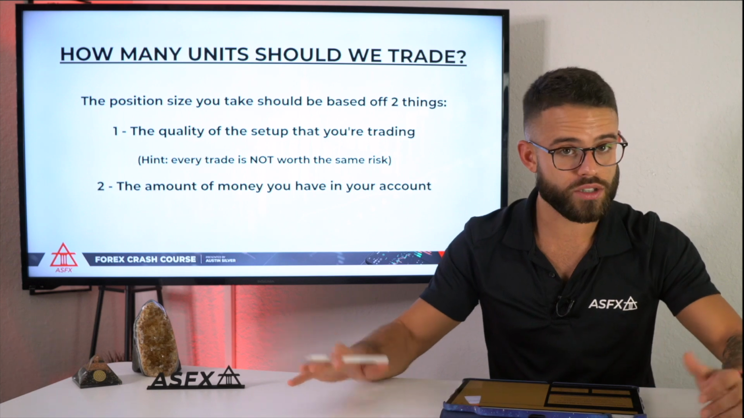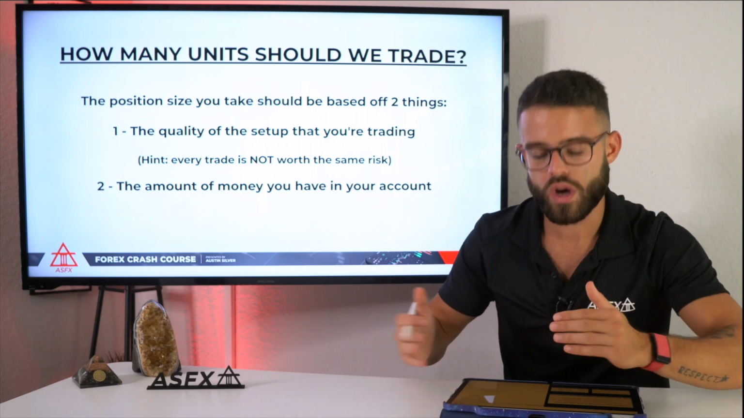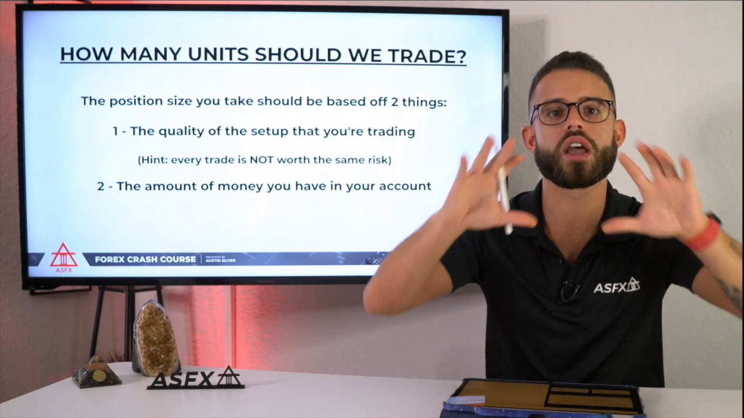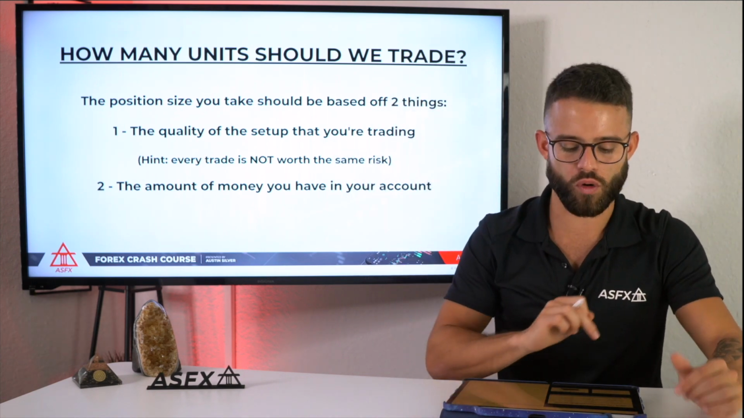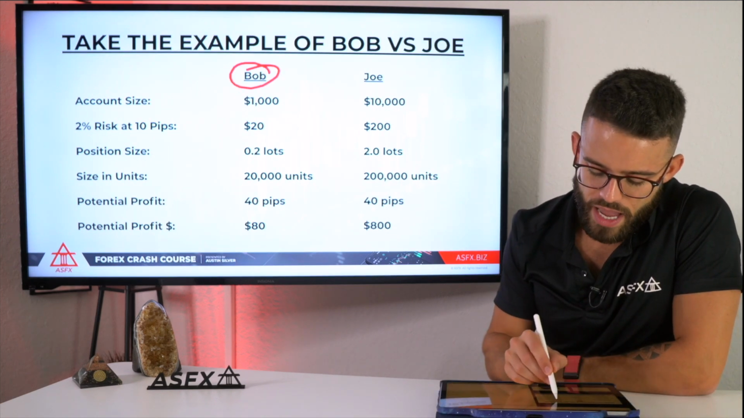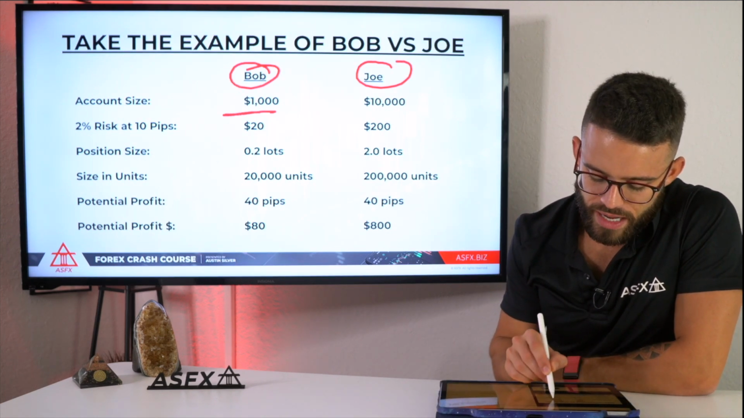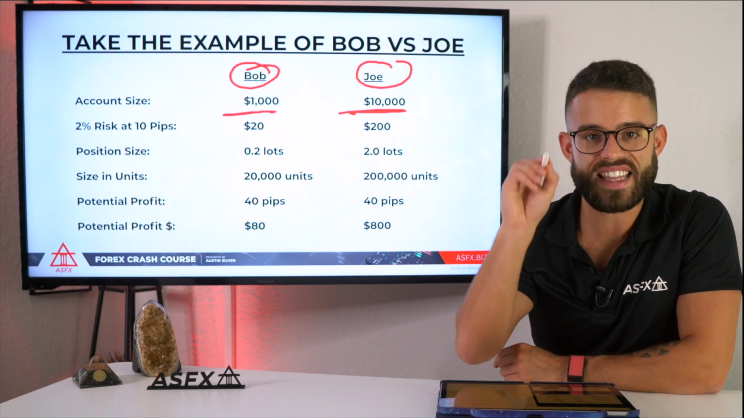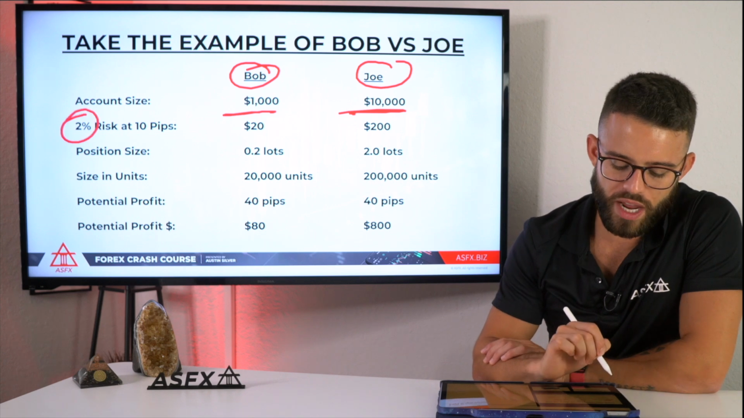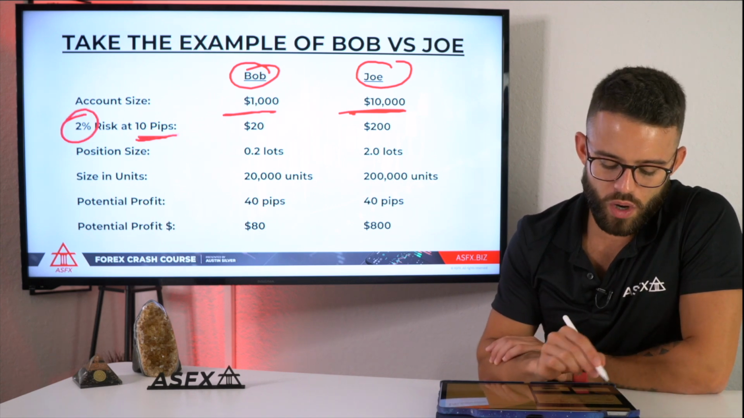And again, not all trades are the same. And number two, you want to base the size of that trade, how many units you put into that trade, on a percentage of your overall account. So this is a beautiful example that I like to use. We've got Bob and we've got Joe. Two different account sizes. Let's say they're going to take the same exact trade for this example. Let's say they want to risk 2% for easy numbers, and their stop loss is going to be 10 pips away.